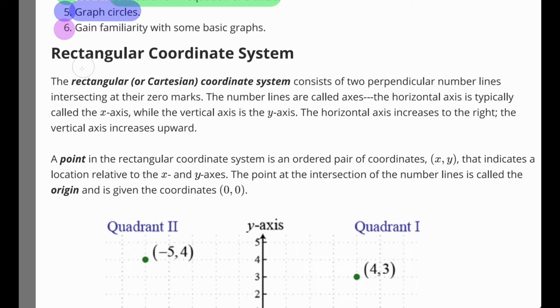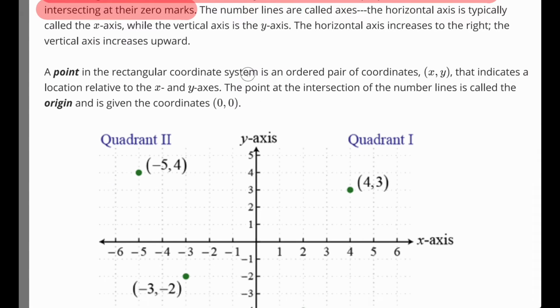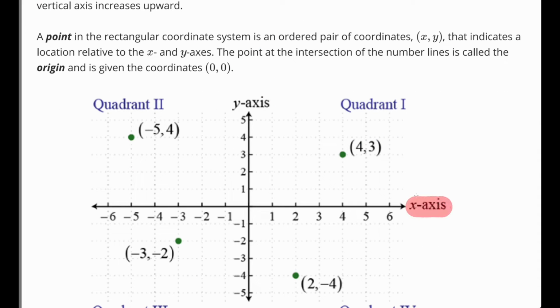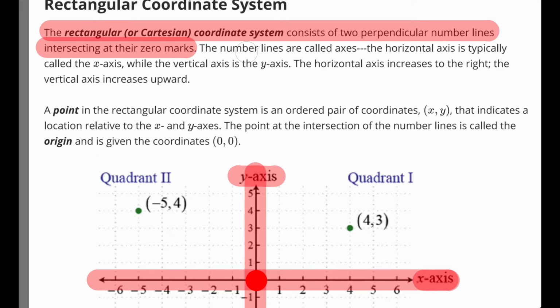Same kind of thing. It says right here it consists of two perpendicular lines intersecting at their 0 marks. The 0 marks in the two perpendicular lines are just the x-axis and the y-axis. So here's the x-axis, here's the y-axis, and if you notice, they intersect perpendicularly at 0, 0 right there. The number lines are called axes. Horizontal is typically the x-axis, vertical is the y-axis. Hopefully you have at least heard of that by now.